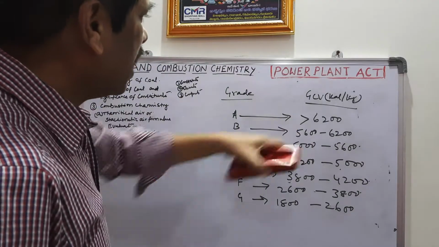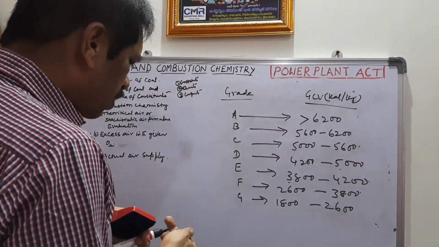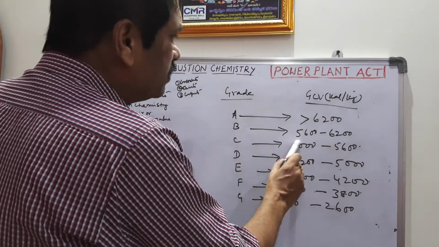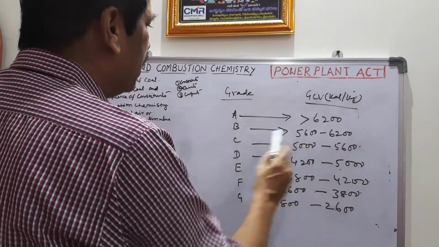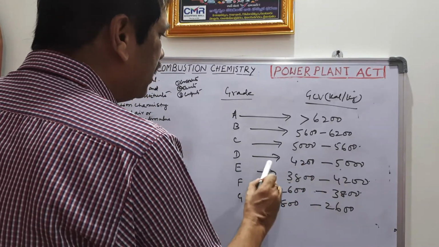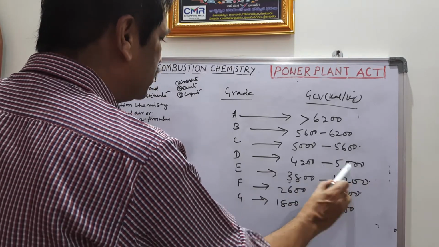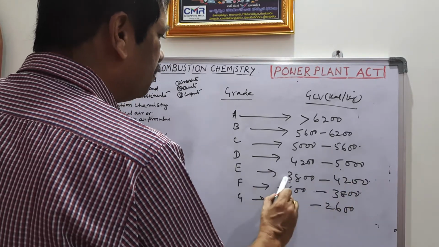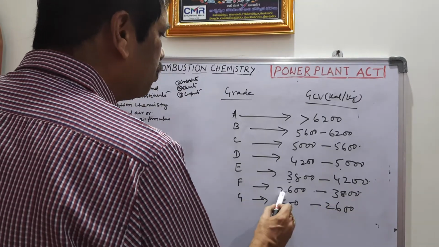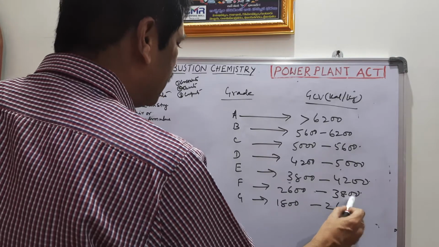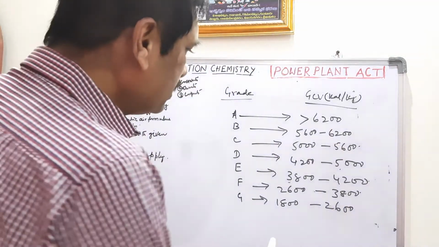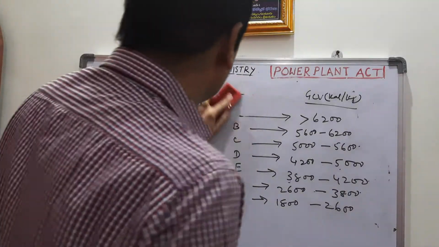Grade A is above 6200 kilocalorie per kg and grade B is in between 5600 to 6200 and grade C is in between 5000 to 5600 and grade D is in between 4200 to 5000 and grade E is in between 3800 to 4200 and grade F is in between 2600 to 3800 and grade G is in between 1800 to 2600. These are the grades of coal used in a power plant.